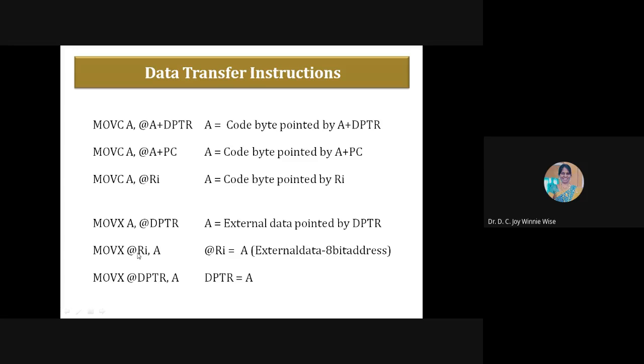Now these two instructions are used to transfer the accumulator content to the memory location. @RI is 8-bit addressing, and accumulator to DPTR is 16-bit addressing. These are the two instructions used to store the data from the accumulator. Here also the condition is, suppose you want to store the data that is available in R0 into the memory location, first it must be brought to accumulator. And then only we can transfer the data to the memory location.